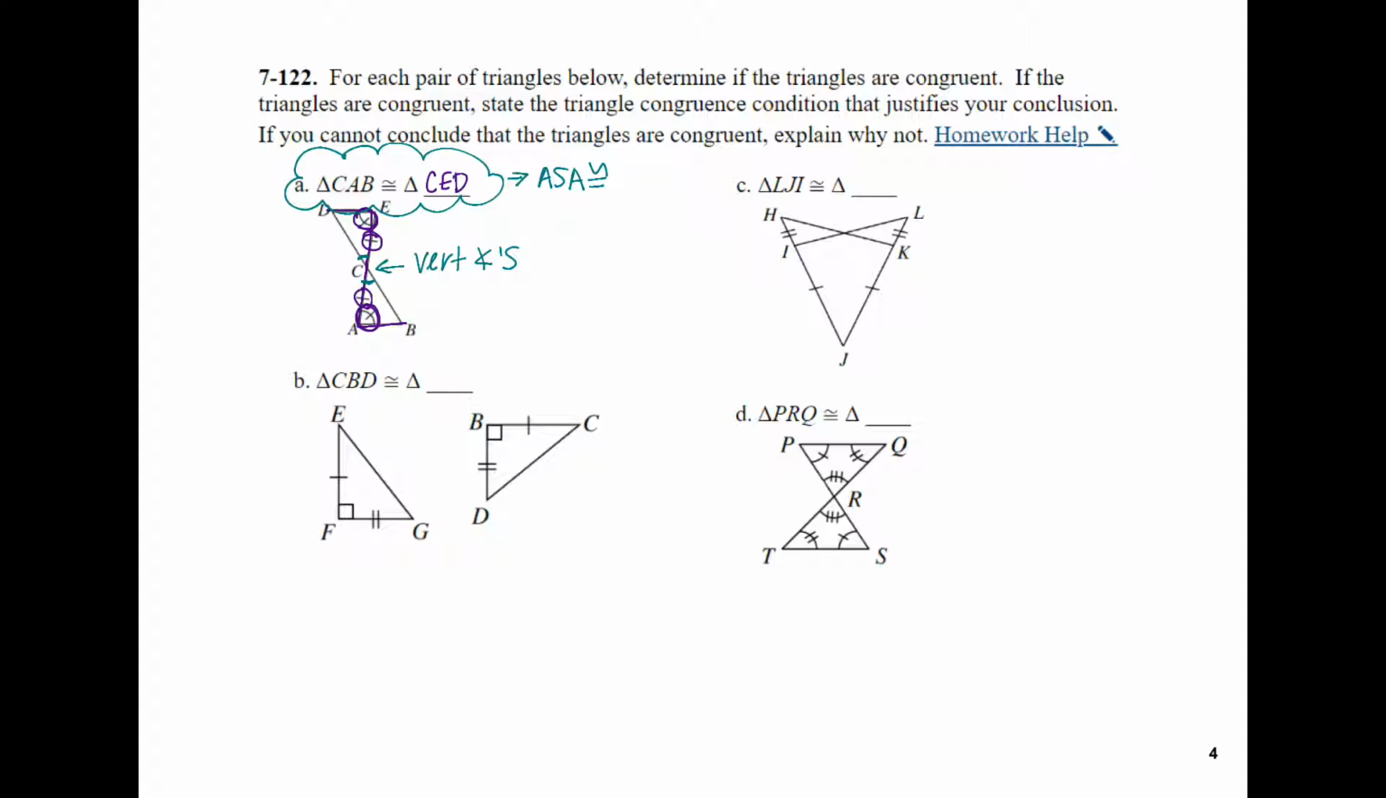When we look at example B, triangle CBD looks to be congruent to triangle EFG. So side CB is congruent to side EF. Angle CBD is congruent to angle EFG, and side FG is congruent to side BD, so we can say that these two triangles are congruent because of the side-angle-side congruency theorem.